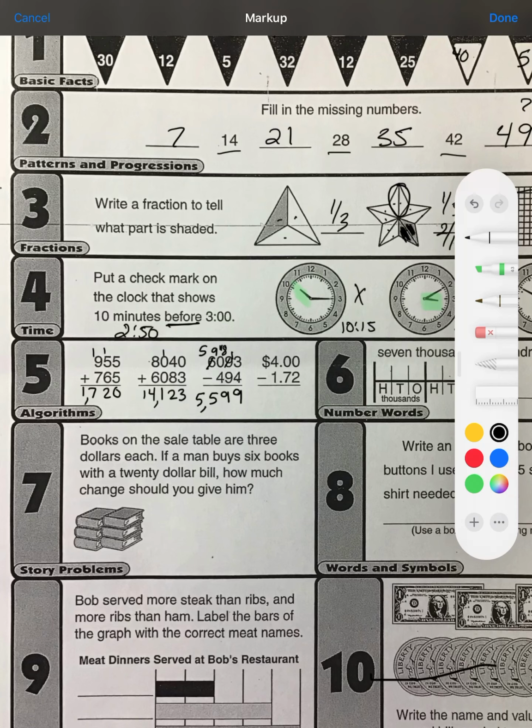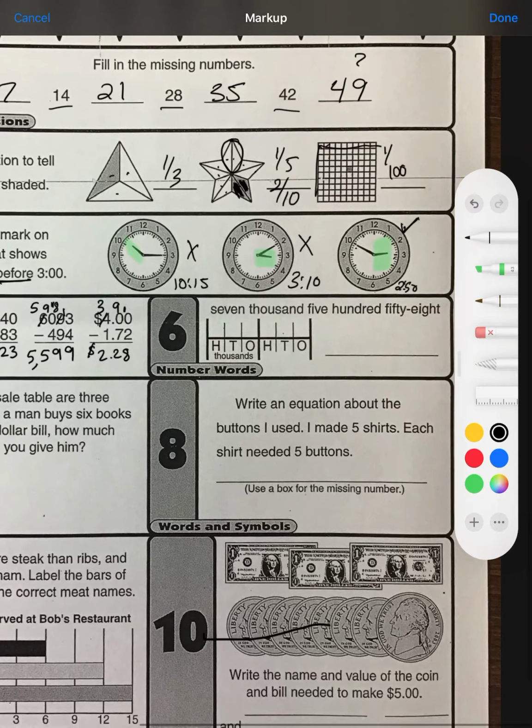Okay, now we're going on to money. $4 minus $1.72. We cannot take 2 from 0, so we are borrowing from the dollar. That will go into a 9 and then a 10 for 10 pennies. 10 minus 2 is 8. 9 minus 7 is 2. And 3 minus 1 is 2. Don't forget your dollar sign. The difference is $2.28.